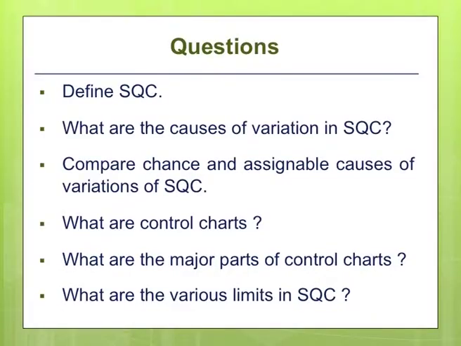Based on the discussion in this session, the following questions may be posed. Define statistical quality control. What are the various causes of variations in statistical quality control? Compare chance causes of variations with assignable causes of variation. What are control charts, and what are the major parts of control charts? What are the various limits in statistical quality control?